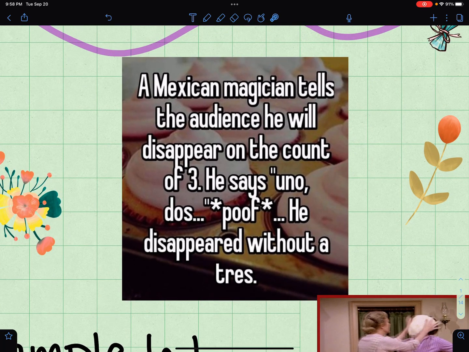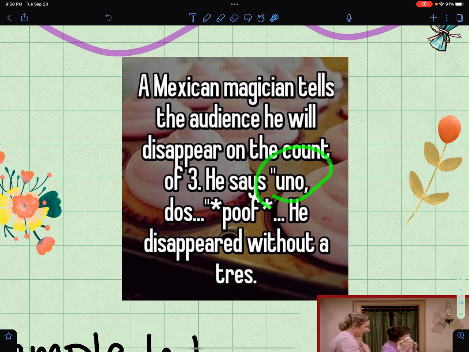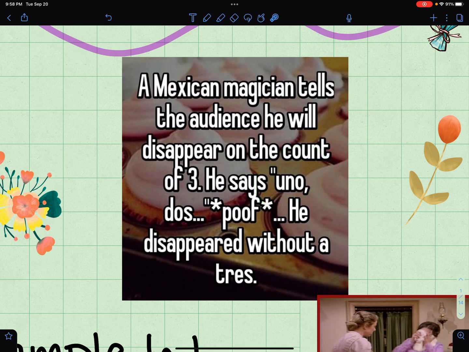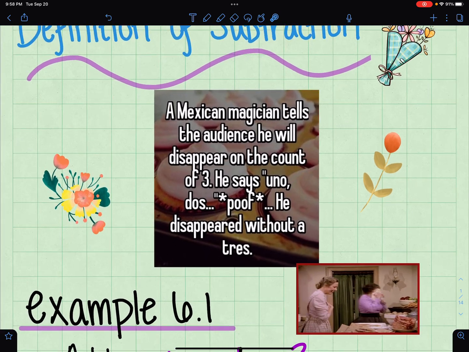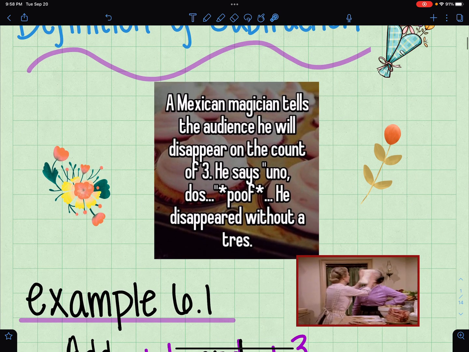Speaking of little magic tricks here, I know I've used this one before, but it's such a classic. We just got to do it again. A Mexican magician tells the audience he will disappear on the count of three. He says, uno, dos, poof. He disappeared without a trace. Get it? I dare you to tell your Spanish teacher that one. They might like it.